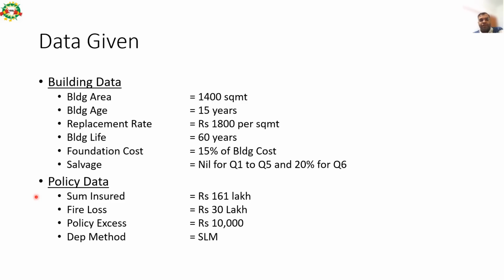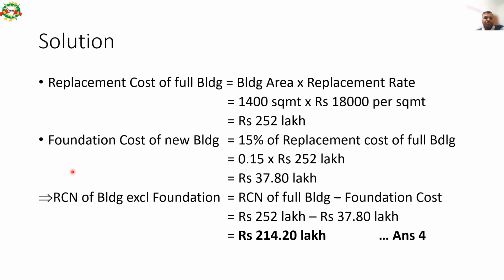And policy data given in the question is that sum insured is 161 lakh rupees, fire loss is 30 lakh rupees, policy excess 10,000 rupees for question number 2, and then depreciation method given in the question is SLM. So as usual, first of all we have to calculate replacement cost of the full building, then we will calculate foundation cost, and then we will calculate the RCN of the building excluding foundation.